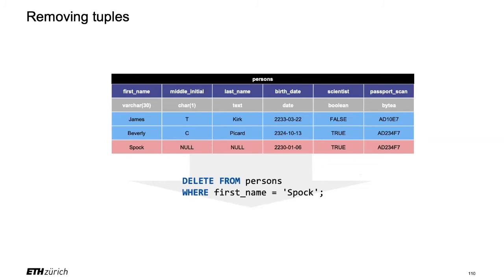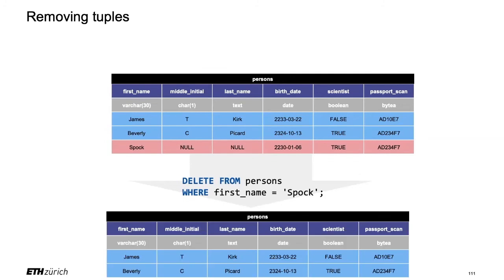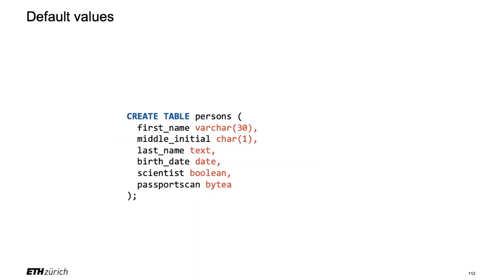The next thing we can do is remove records, remove tuples. Delete from persons where first name is Spock is going to just remove that row. There were 3 rows and now there's only 2 rows left, right? Okay. Who is following? Very good. This is easier, right, than when I was throwing these lists of types at you.